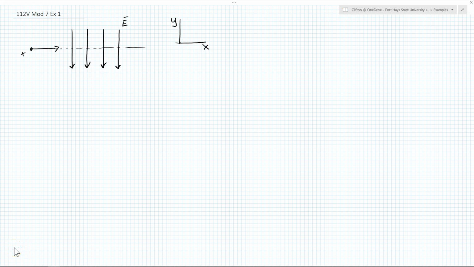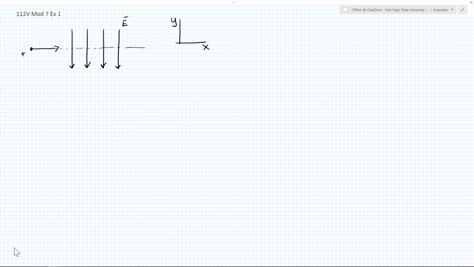Alright, this is example 1 in module 7. We have a positively charged particle that's traveling along a straight line in the positive x direction. I have a coordinate system drawn here for reference. And it is in a uniform electric field that points in the negative y direction. There's an unknown magnetic field that we need to determine the direction and magnitude of.